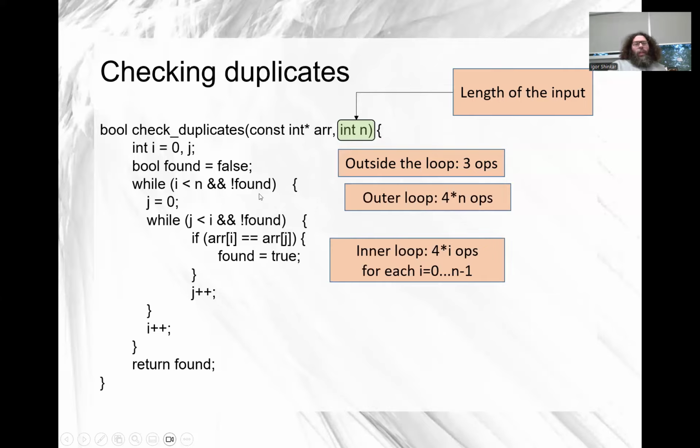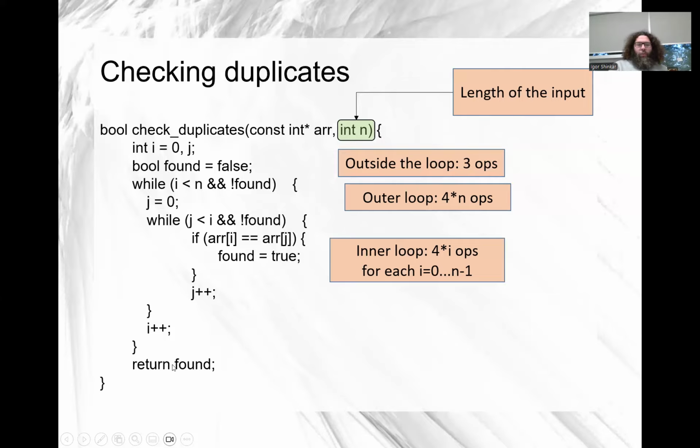For the inner loop, we fix i, and we have something like 4i operations. This is: checking if j is less than i, comparing found, checking if array in position i is equal to array in position j, and then incrementing j. So that's 1, 2, 3, 4 operations, and we repeat it i times, right? Because j goes from 0 up to i. So for each i, we have 4i operations. Okay, and I think that's all.